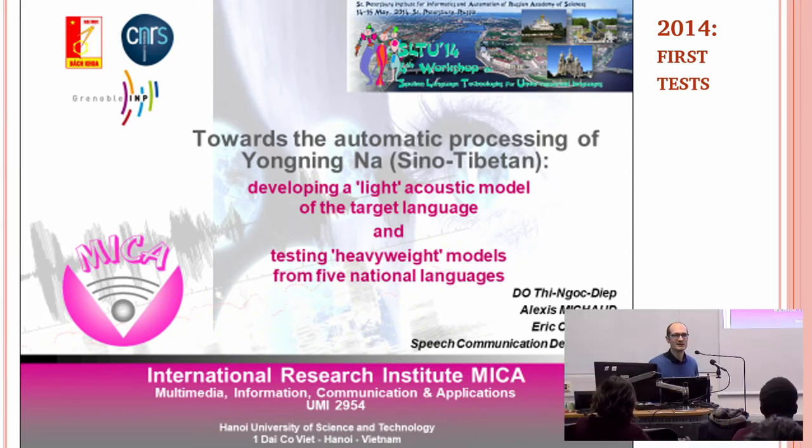So that was easy. There are lots of toolkits for doing NLP, including speech recognition, automatic transcription. And so a colleague in the same room said, you know, let's try the automatic processing of Yongning Na. We'll develop a light acoustic model, light because you have so few data for this target language. And then we will also try to complement it with heavyweight models from five national languages. They had Khmer, English, Chinese, German, French, something like this. And at the time it was interesting, but very far from practical usefulness. There were lots of errors.